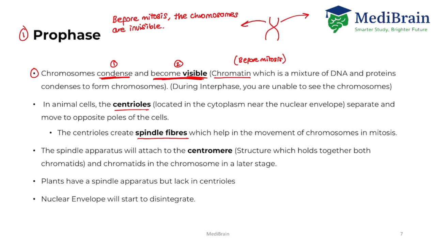The spindle fibers are released from the centriole. So let's say this is a centriole, this is a centriole. This will release a spindle fiber and it will attach here. This will release a spindle fiber and it will attach here. And then it will pull one chromosome to either end. Each chromosome will be pulled to its either end.